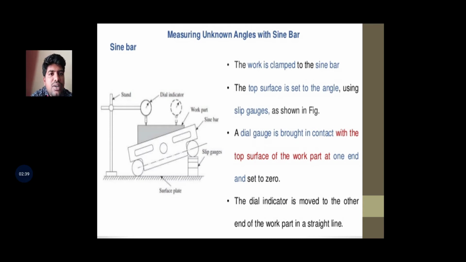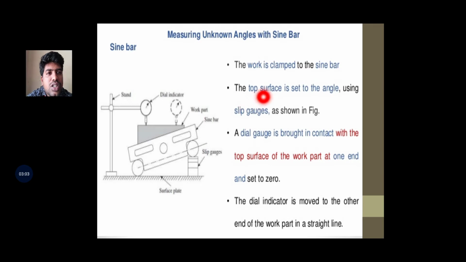And the working of the sine bar. So what is the working of the sine bar? In the sine bar we additionally use the dial indicator. The dial indicator references the deviation of the workpiece. So if there is nil deviation, we can easily make the measurement of the angle. The workpiece is clamped to the sine bar.